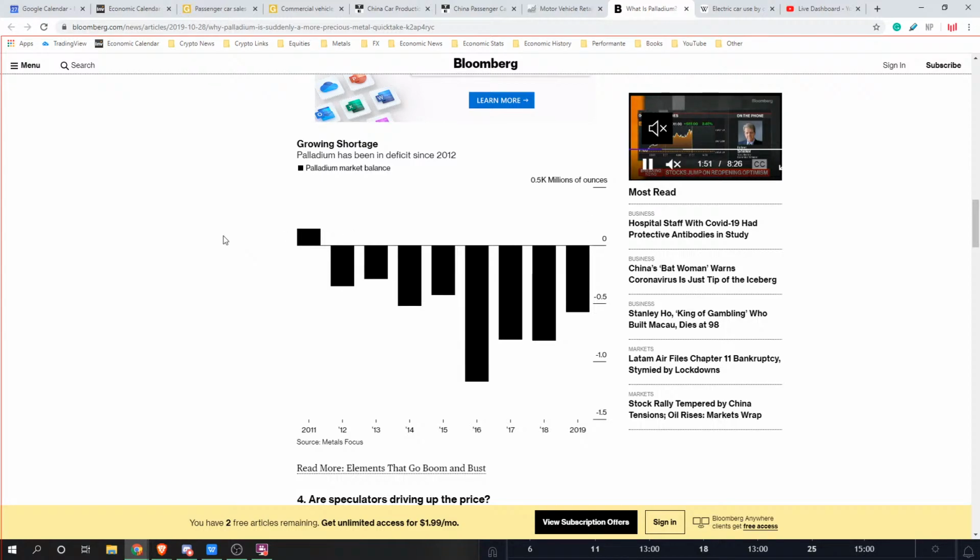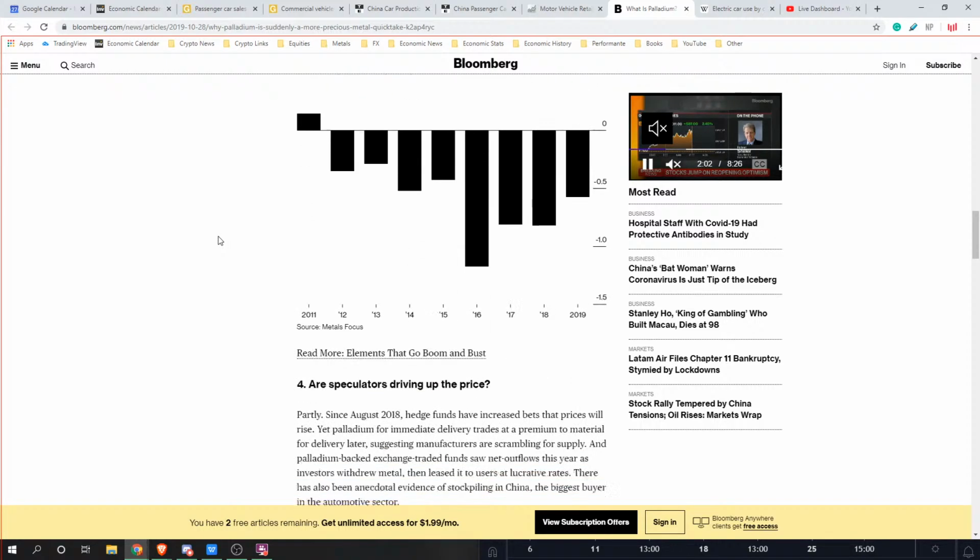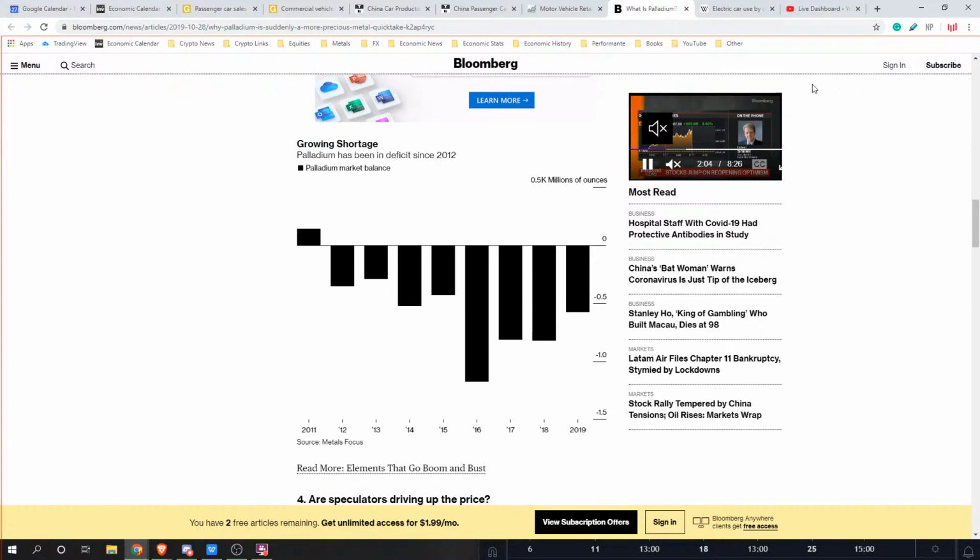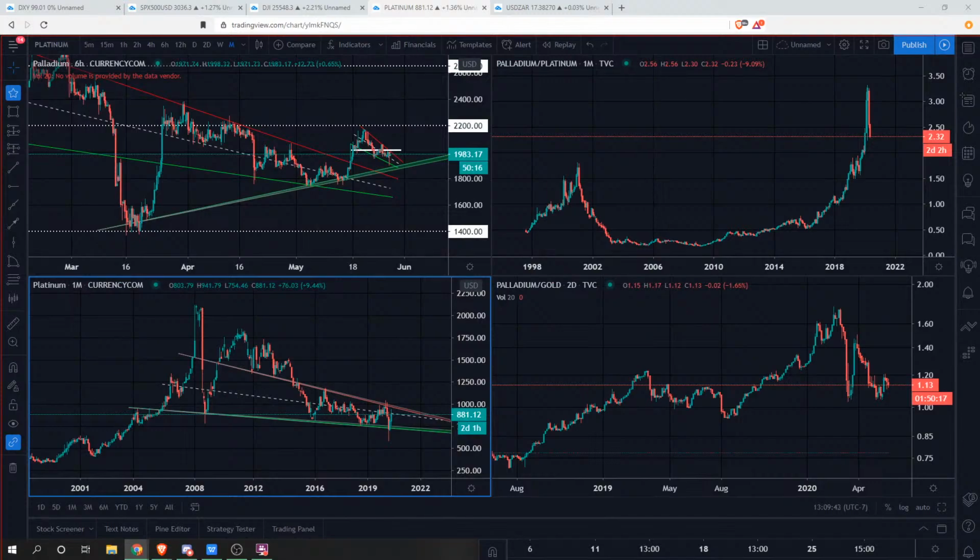So we can see that in simple terms, there is a reduction in supply. There's not enough supply for the amount of demand that is coming into the market, and that's why there is so much price appreciation. All right. That's all we're going to look at for the more fundamental side of things. We will talk about one other thing, but let's now go into the charts.